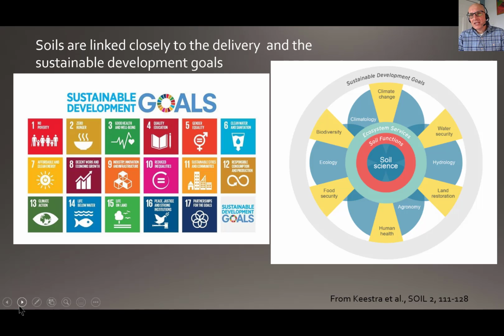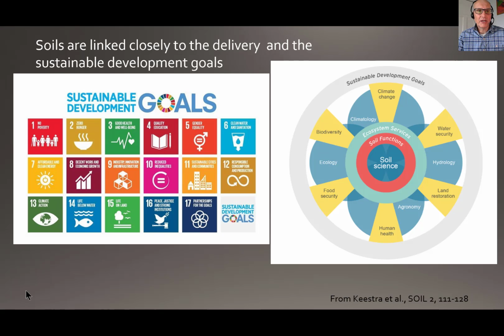Soils, via these functions, are linked very closely with the delivery of the Sustainable Development Goals, and you'll see this nice diagram taken from a paper that I was one of the authors on, which shows how soils are really central to the delivery of those goals through their impacts on both ecosystem services, but also on some of these other topics which are really important for their delivery, such as hydrology, ecology, and agronomy. And so we see soils really as this great integrator of these different topic areas that allow us to deliver on some of the Sustainable Development Goals.